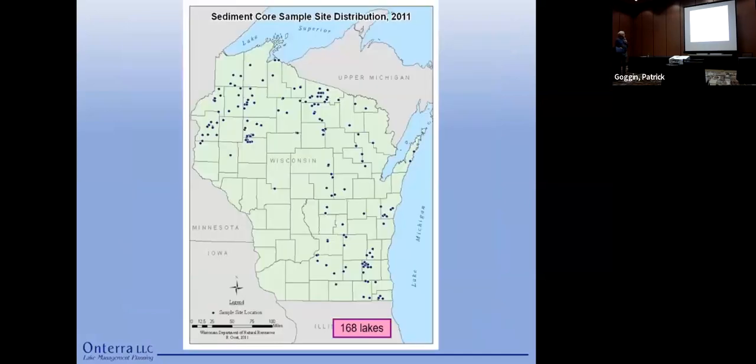So this is the number of lakes that we had sampled around the state when I was at DNR. We're well over 200 lakes now. But the important thing is that, as most of you know, this area in the Southwest was not glaciated, so there are very few natural lakes. So most of the sediment coring we've done has been in lakes where there were glaciers.